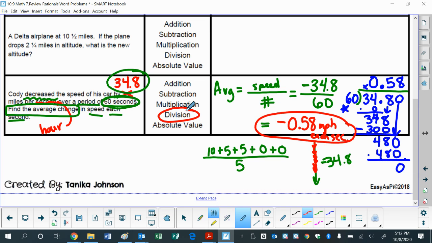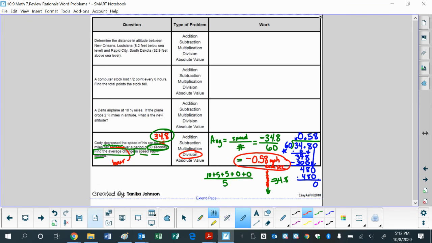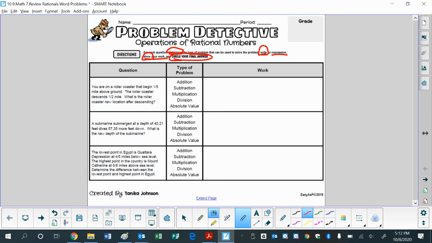That's all I have for today, folks. Go ahead with the rest of this assignment, front page, back page, and circle what kind of problem it is. Make sure to show your work and make sure to circle your answer over here.